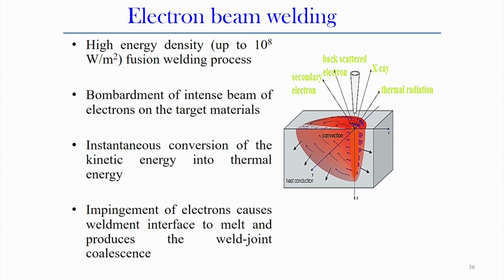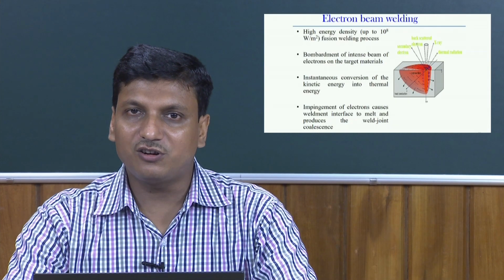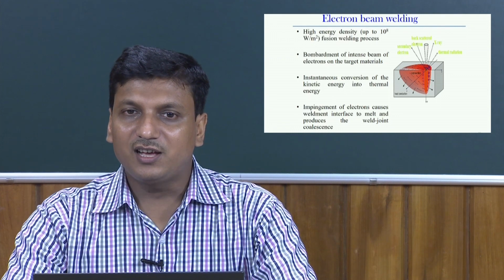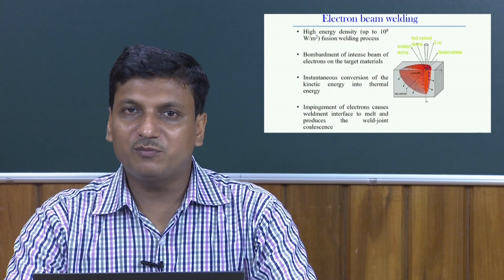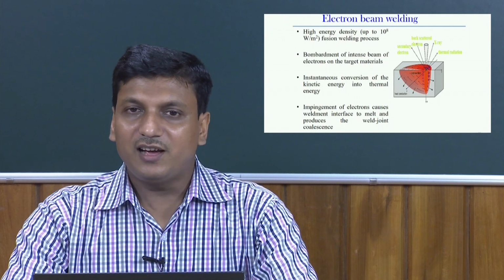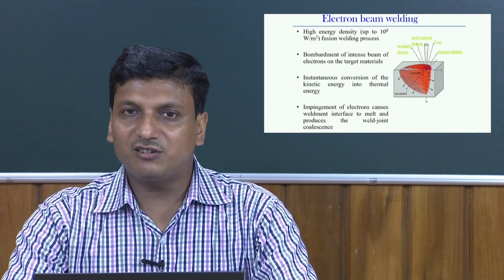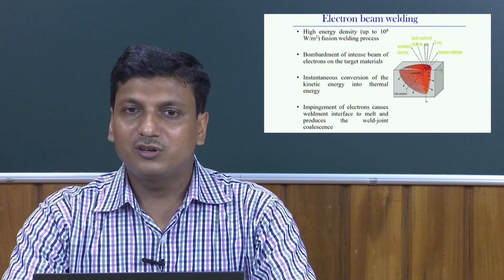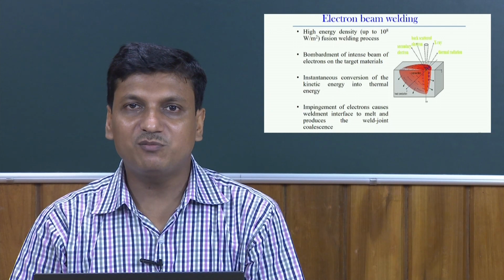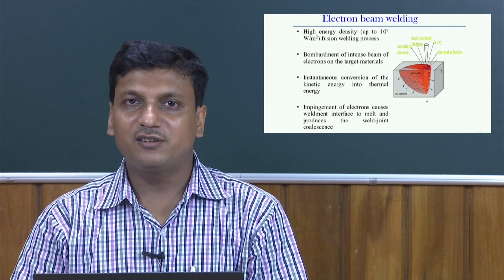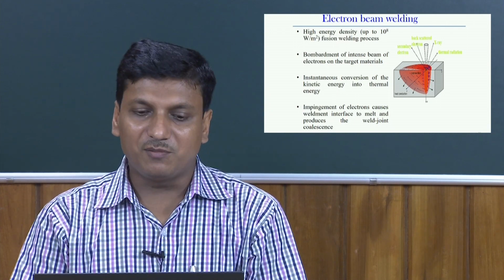Now, of course, when it creates the molten volume, at the same time some amount of heat is conducted through the solid workpiece, and within the molten pool there is a convective flow of the material, and at the same time there is also heat loss through thermal radiation. Remember that electron beam welding generally happens in a vacuum chamber.